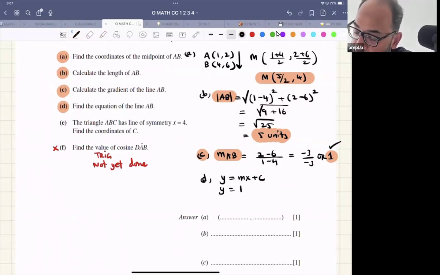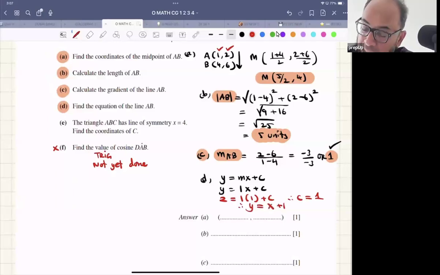Y is equals to 1x plus C. And let me plug in 1, 2. So this is 2, this is 1, this is 1 plus C. Therefore, C comes out to be 1. Therefore, the equation is y is equals to x plus 1. That is the answer for equation of line AB.